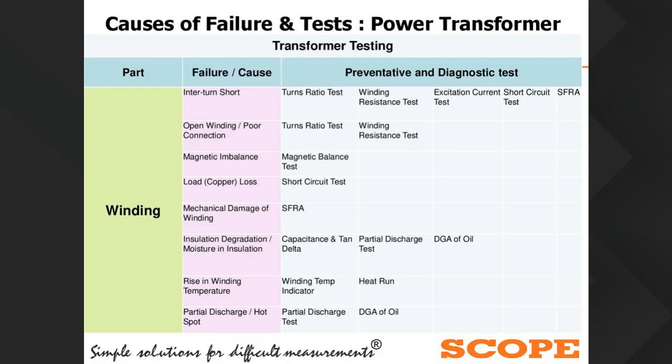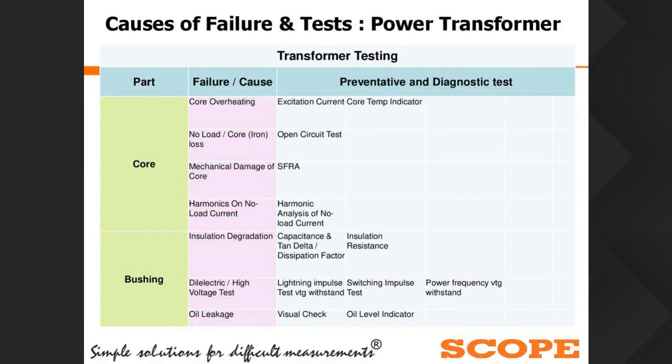Then insulation degradation, so capacitance and tan delta, partial discharge, DGA of oil. So these are the main tests that we need to carry out. Then rise in winding temperature. To check the rise in winding temperature, we have a heat run test and a winding temperature indicator facility. Then for partial discharge, we have the partial discharge test and DGA of oil test.